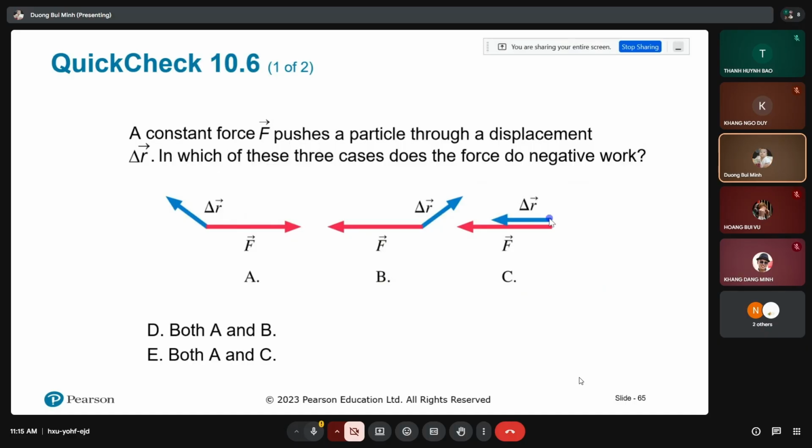Questions, continue, come on. In which of the three cases does the force do negative work? Okay, now male students.